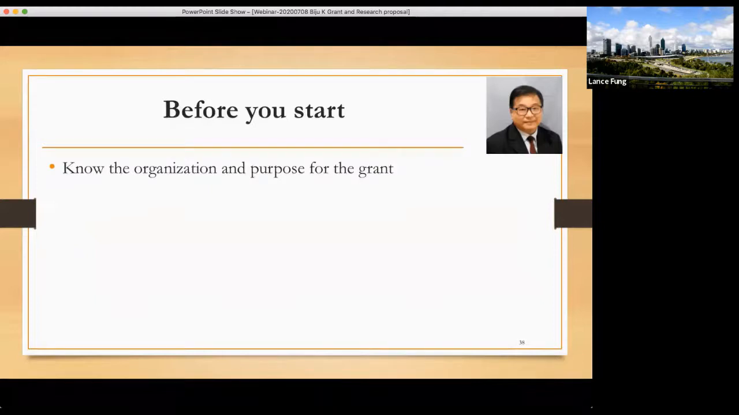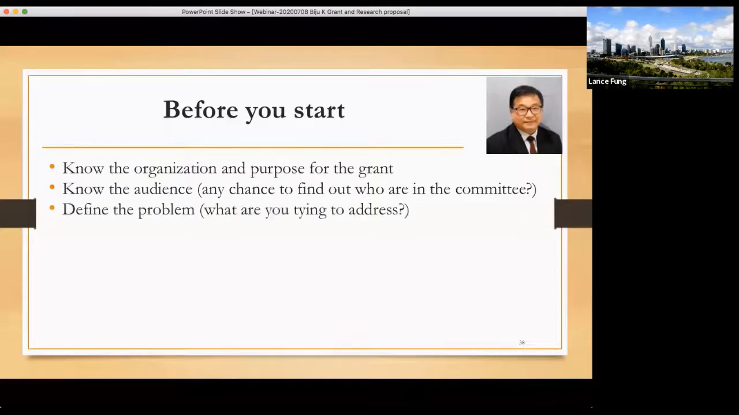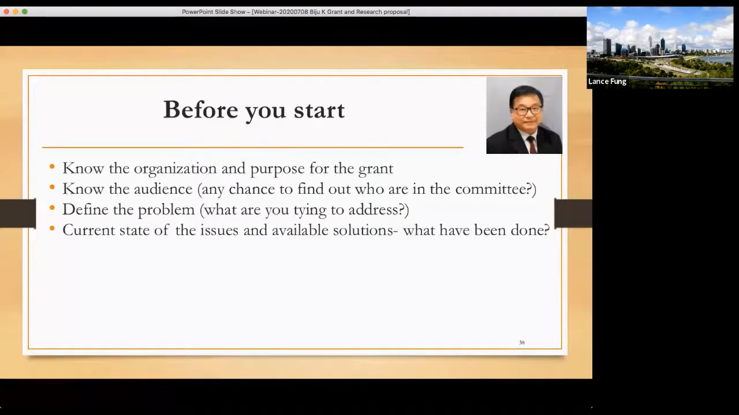Before you start, it is very important for you to understand what the organization is and why they want to give out the money. Then you need to know who the people reading it are. That's why I said to consider the committee members, who do not really have a technical background. So you need to write to address their expectations. You need to define the problem: what are you trying to do, and what problem are you trying to solve?